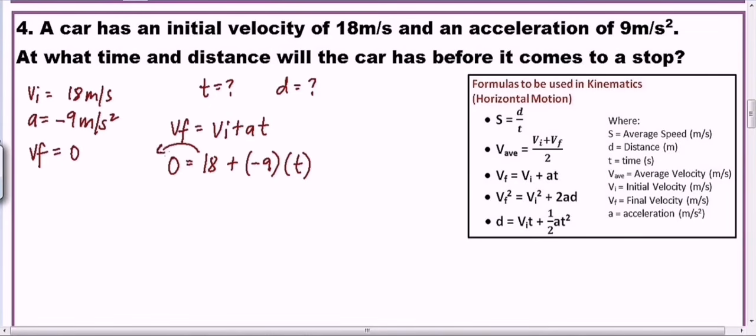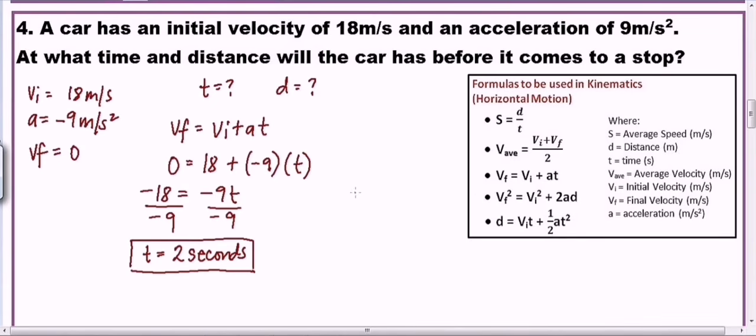Okay? So, transpose si 18. So, magiging negative 18 equals, so negative 9 times T is negative 9T. Divide both sides by negative 9, negative 9. So, time is negative 18 divided by negative 9 is 2, positive 2. So, negative divided by negative is positive. So, 2, since time to, 2 seconds. Okay, so merong 2 seconds yung sasakyan bago siya huminto. Hindi naman kasi bigla-biglang huminto ang isang sasakyan, guys, 'di ba? Bumabagal muna siya. Okay? And then the next one is distance.